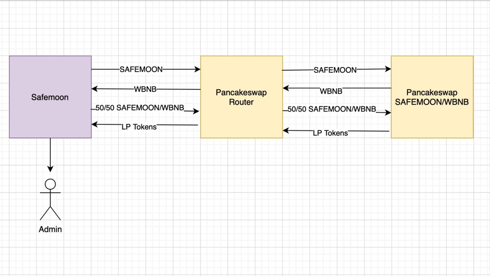Another thing to note is that the LP tokens are not stored by the Safemoon token itself, but by the admin address. That means that at any time, the admin address can decide to redeem these LP tokens against half wrapped BNB and half Safemoon. And that's what we call a rug pull. So we have to trust that the admin of the Safemoon token will be trustworthy and not do that. But it's one of the big weaknesses of the Safemoon token.